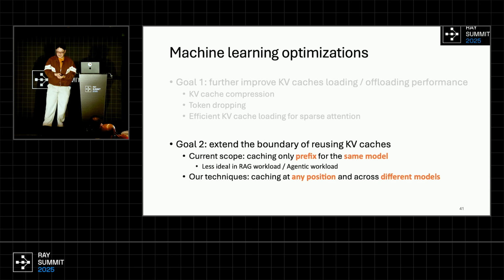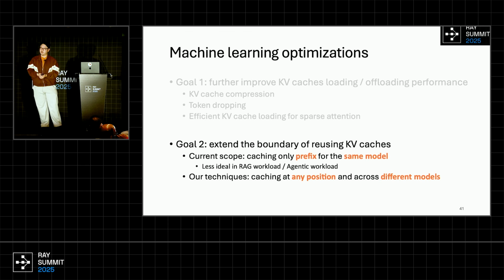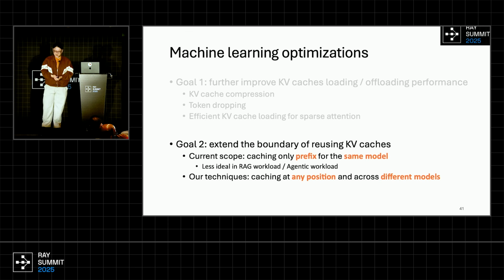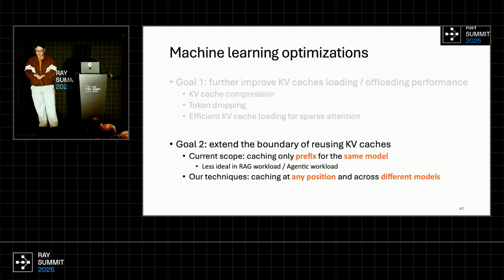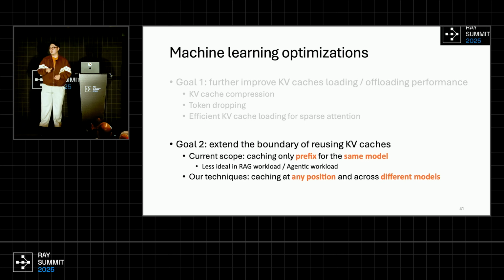Okay. And also, we are extending the boundary of KV cache reusing. Traditionally, KV caches can only be reused as a prefix for the same model. So there are two limitations: prefix and same model. And we show that both of these limitations are breakable. We can do caching at any position and across different models.